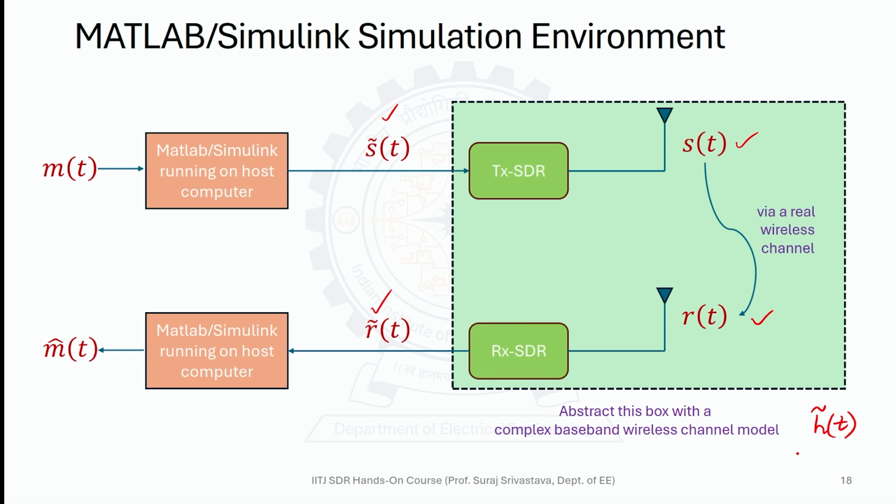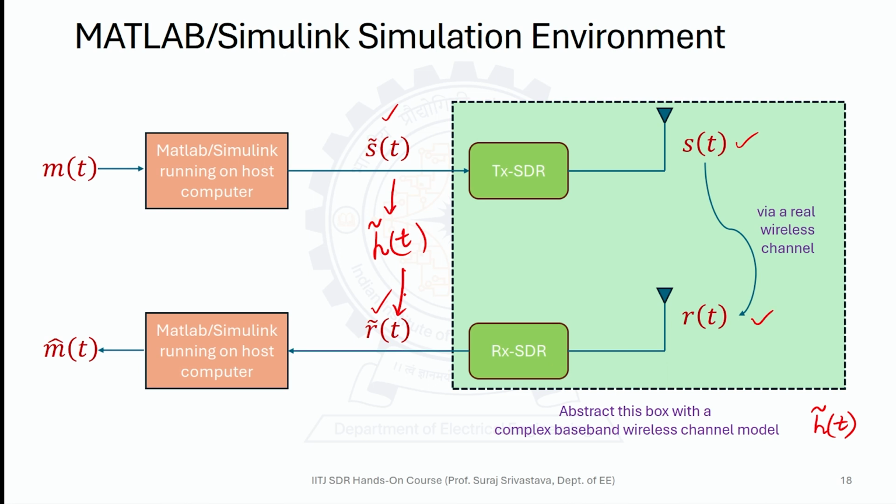So during the initial phase, instead of connecting the models with TX SDR and transmitting the actual waveform, receiving it through the RX SDR, one can also introduce a complex equivalent baseband model of the channel, which abstracts the TX SDR, the real wireless channel, and the RX SDR, and directly you can generate the R tilde t from S tilde t using this equivalent channel H tilde t. And this is what most of us follow during the initial phase of our study.